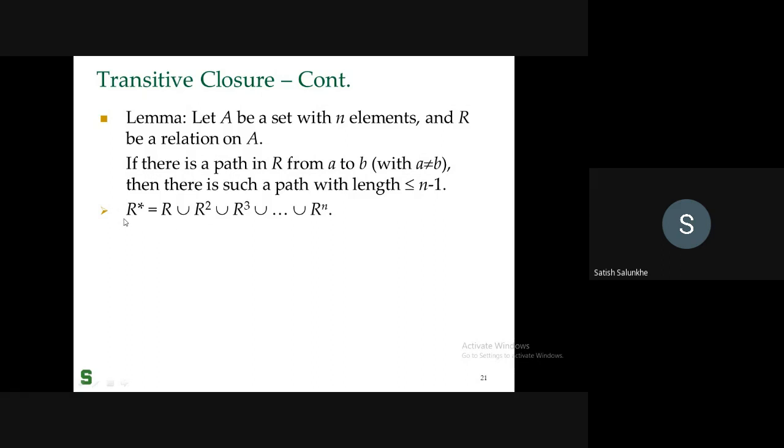The point of discussion is that we are able to find this transitive closure by uniting R with R square, with R cube, up to R raised to n. If you do this, the relation is definitely transitive.